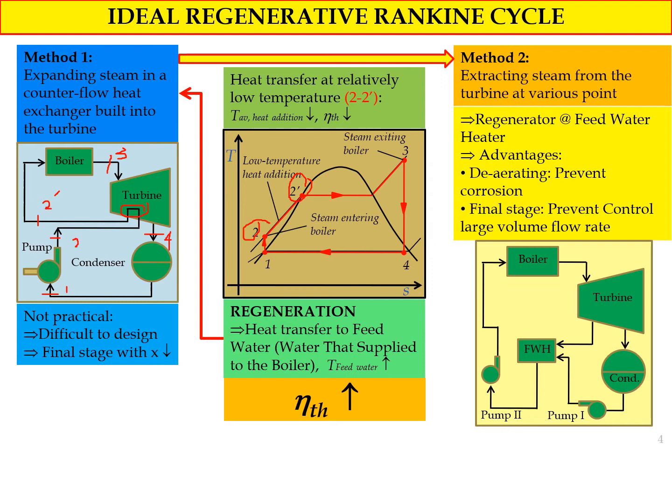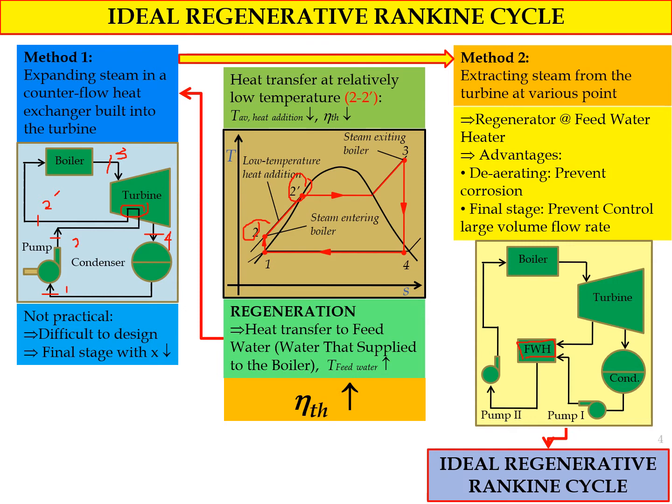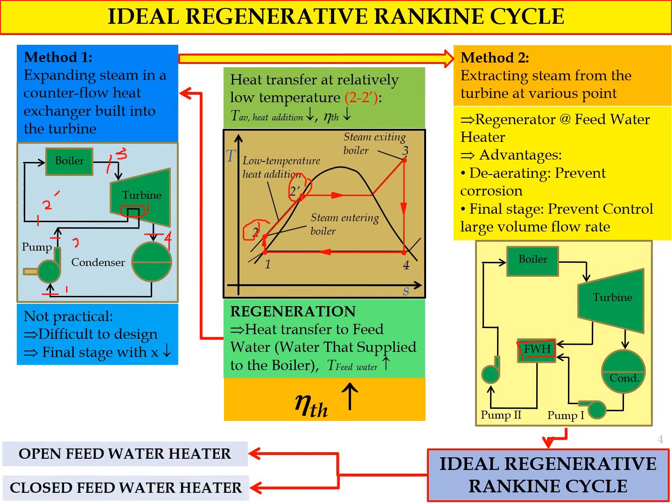As you can see here, this is the feed water heater, and we have two stages of pump. Pump 1 goes into the feed water heater, and pump 2. And so this is the ideal regenerative Rankine cycle, and we have two kinds of it. One is open feed water heater, and the second one is closed feed water heater.